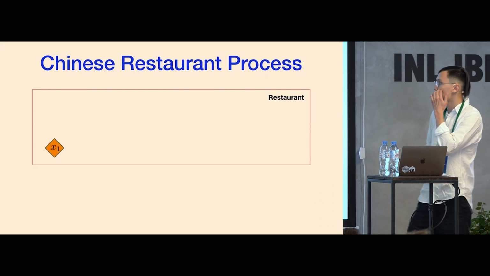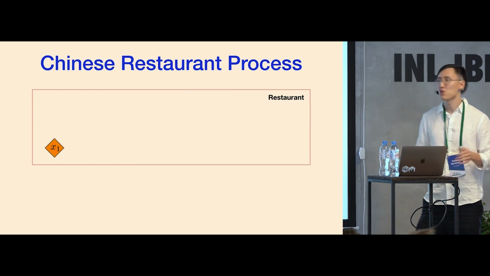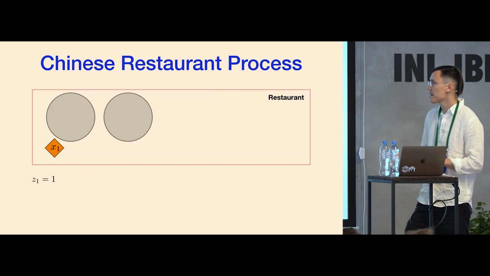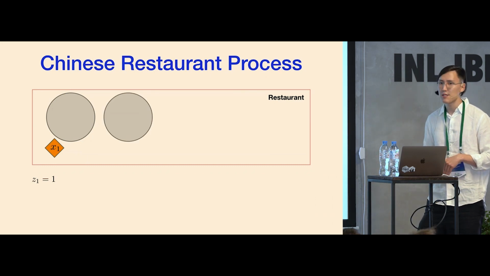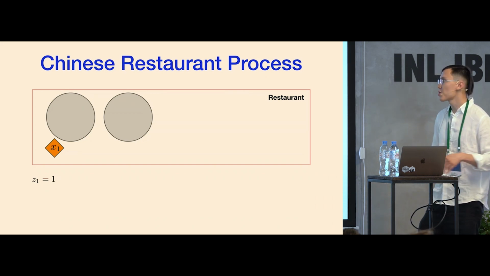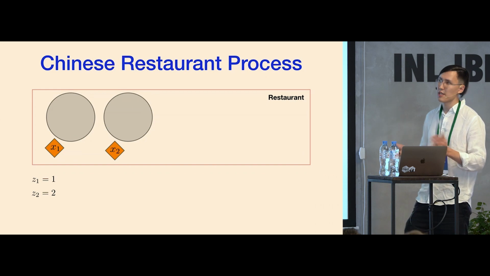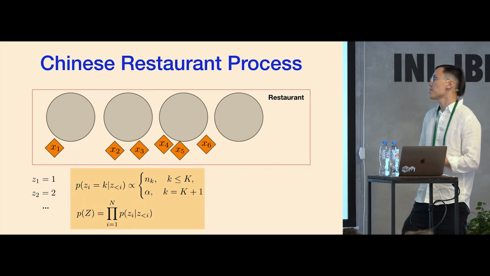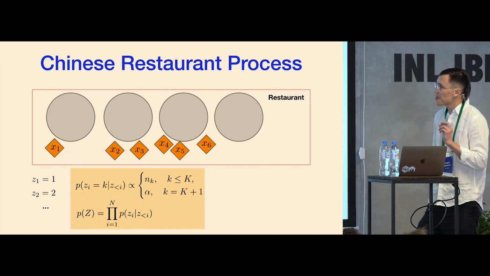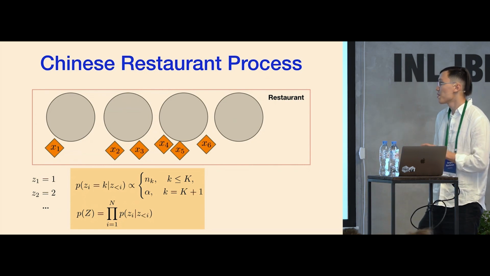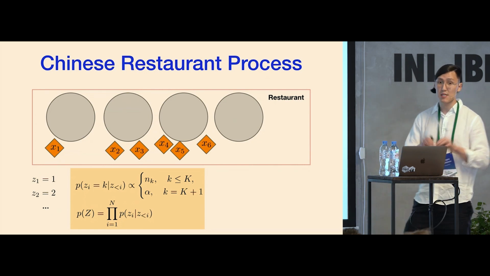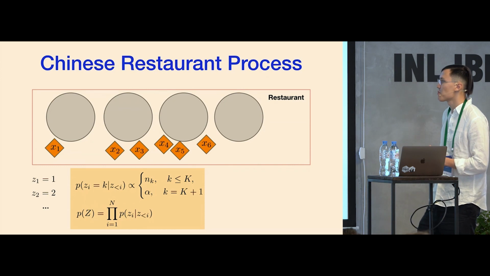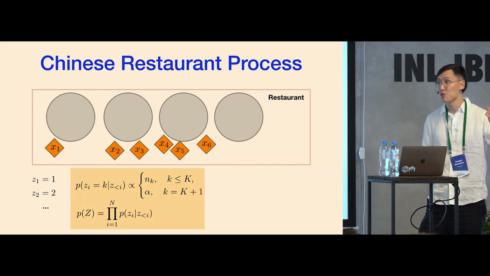Imagine you come to a restaurant and you're the first customer. The restaurant is empty. So what you do, you just take a table and you sit on it. Then the next customer that comes after you has a choice. Either they sit with you at the same table, or they decide to sit at a new table. Imagine they decide to sit at a new table. Basically, at every time step, a new customer comes, and it has a choice to sit at an existing table with a probability proportional to the number of people already sitting at this table, or to take a new table with probability proportional to alpha, where alpha is the parameter of the Dirichlet process.